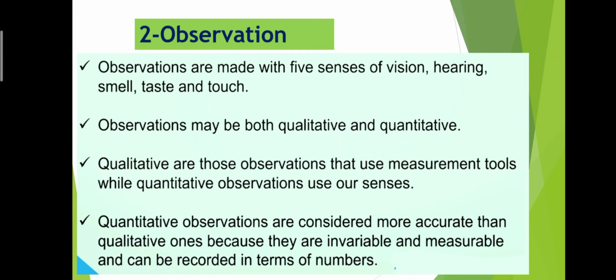Number 2, observation. Observations are made with the 5 senses of vision, hearing, smell, taste, and touch. Observations may be both qualitative and quantitative. Qualitative are those observations that use our senses, while quantitative observations use measurement tools. Quantitative observations are considered more accurate than qualitative ones because they are invariable and measurable and can be recorded in terms of numbers.